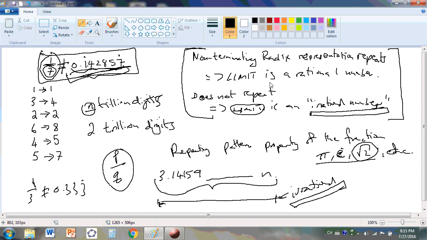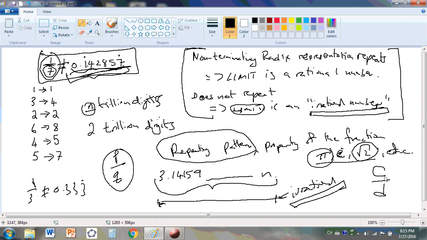Alright, so just to summarize here, a repeating pattern is a property of a fraction and not the other way around, because it may not be a fraction. You get that? In the case of pi, it's not a fraction. It's a ratio of magnitudes. It's the ratio of the circumference to the diameter, right? And these here may or may not be numbers. Well, at least one of them has to be irrational, or both can be irrational.